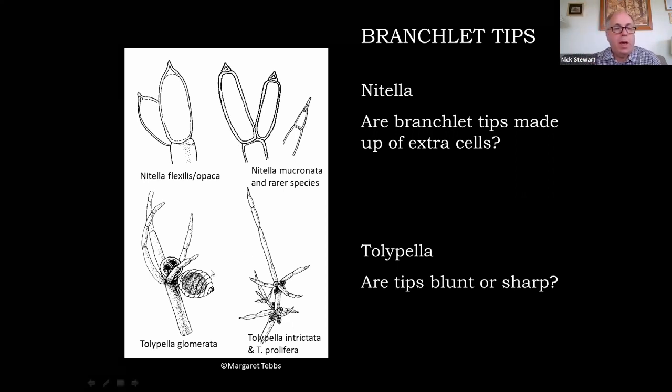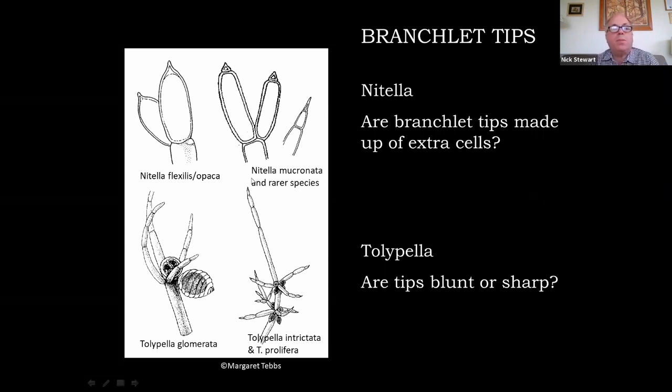In Tolypella, again, the tips are important. You can see that Tolypella glomerata, which is much the most common one, has very rounded tips, but there are a couple of rarer Tolypellas where they're tapered to a very acute tip. And in fact, there are only very few. These are red listed species and extremely rare.